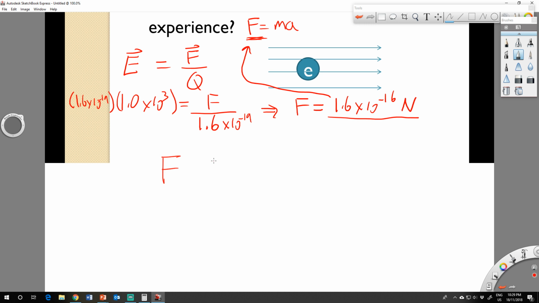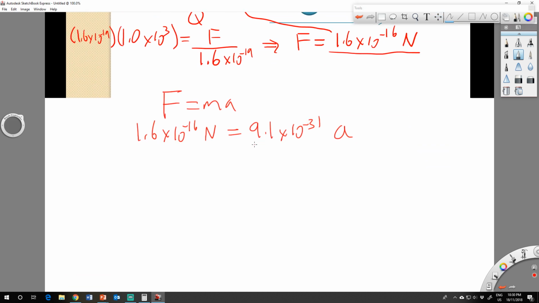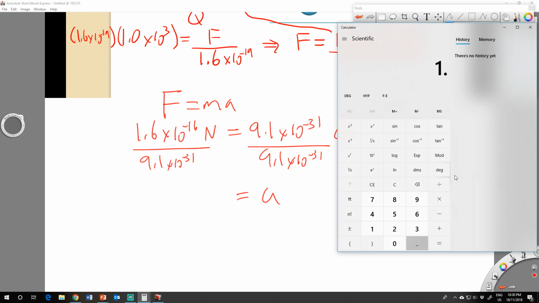Now my equation, we have force equals mass times acceleration. I have a force of 1.6 times 10 to the negative 16 newtons. Now I can put the mass in, 9.1 times 10 to the negative 31, and I'm solving for acceleration. So we'll divide both sides by this. So my acceleration will be ridiculously high. Let me just do the 1.6 divided by 9.1.